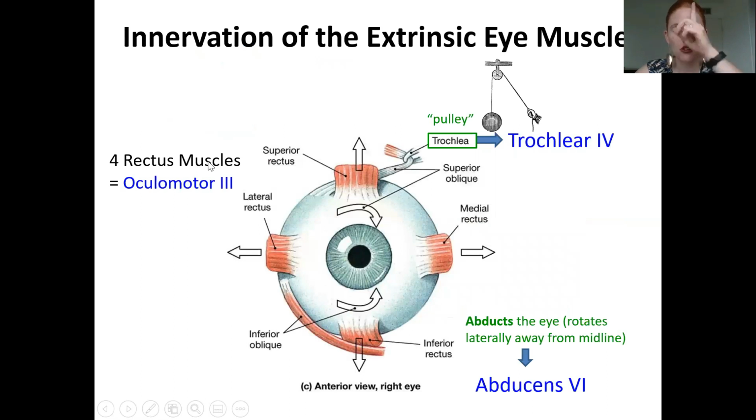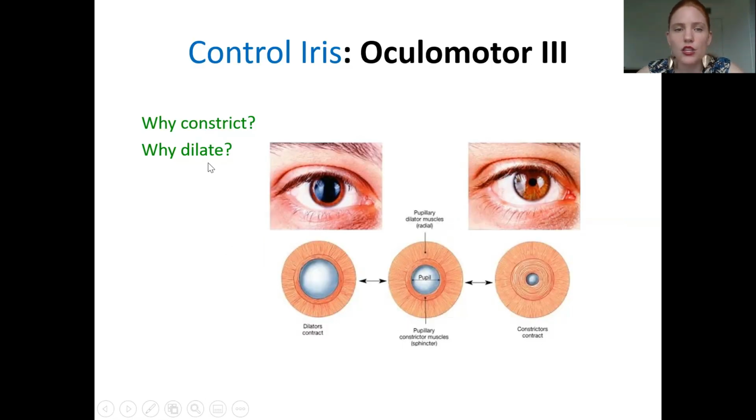Those are the ones that control linear movements through the rectus muscles. The oculomotor nerve also controls the size of the pupil by constricting or dilating. So the question is why? Why do you think the iris would change the size of the pupil? Okay, so it has to do with the amount of light, right?